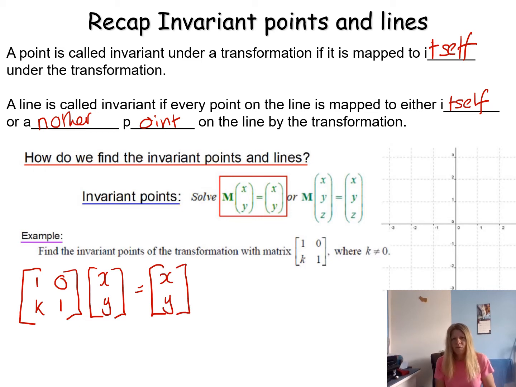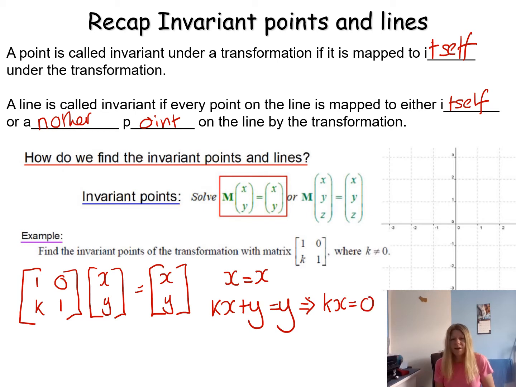Right, if we multiply these out, (1, 0), (k, 1) times (x, y), that gives me x equals x. And this one you'll get kx plus y equals y. Now you can either say, right, it's an invariant point, so I want x to be x, so I can see that there. That's good. And you can say, I want y to be y, so therefore kx will be 0. So we can take the y's over. That implies that kx must equal 0.